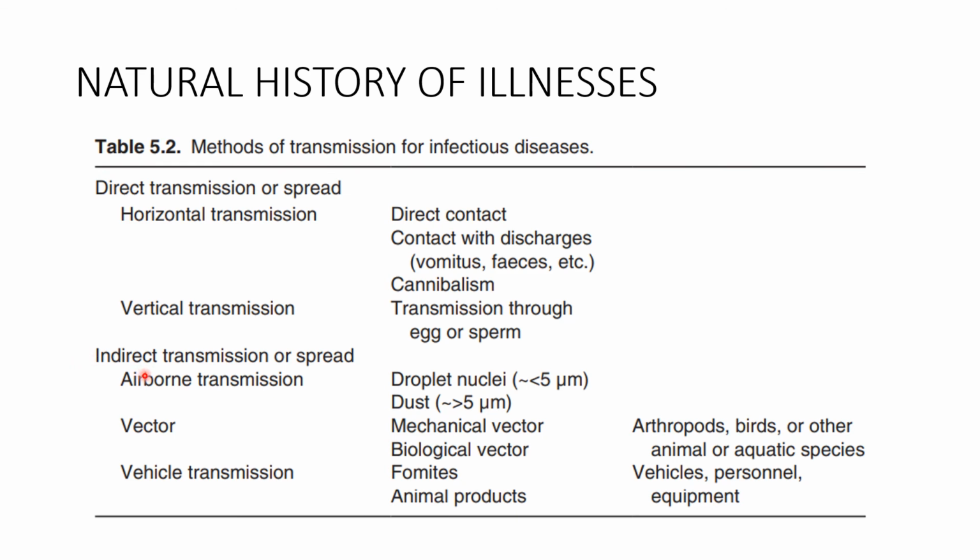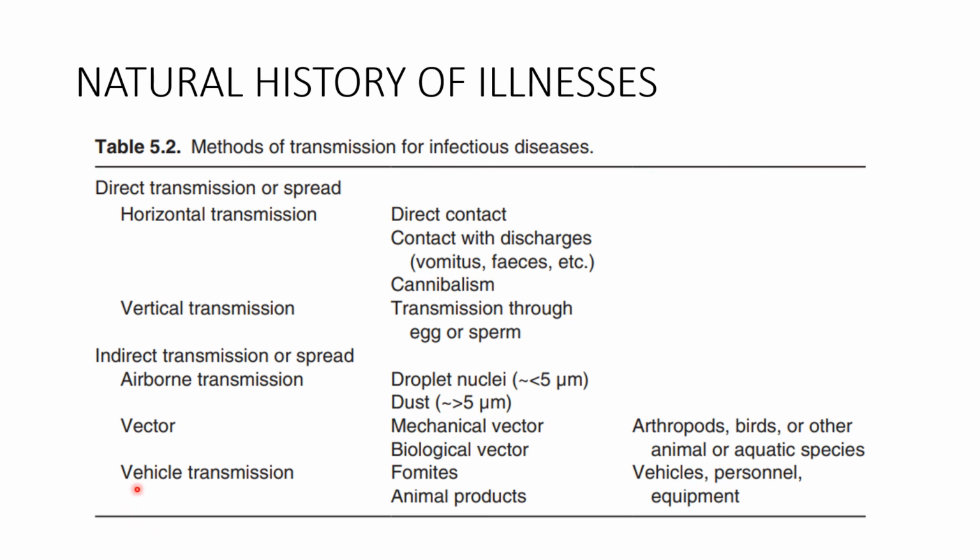Now, in the indirect transmission or spread, it could be an airborne transmission. So you have your droplet nuclei. If the airborne particle is equal to or less than 5 microns, it could be characterized as droplet nuclei, or it could be dust. So if it's more than 5 microns, it could be a vector-borne disease, so mechanical vectors, an example of which is your sura. Mechanical vector is the tabanus, or a biological vector, for example, your heartworm, for a heartworm or mosquito.